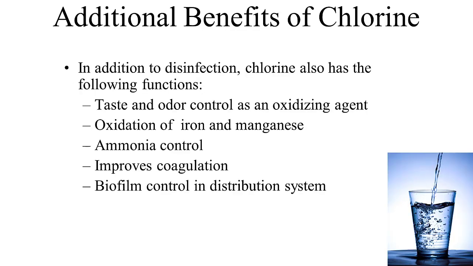In addition to disinfection, chlorine also has the following benefits. Since chlorine is an oxidizing agent, it helps with taste and odor control and the removal of iron and manganese. Chlorine is also good for ammonia control and improves coagulation of the raw water. And chlorine is helpful in inhibiting biofilms or microorganisms growing on the inside surface of pipes in the distribution system.